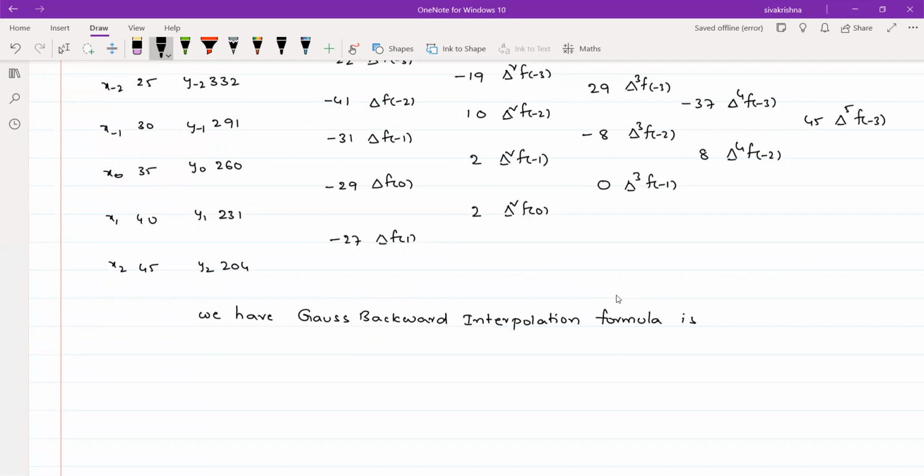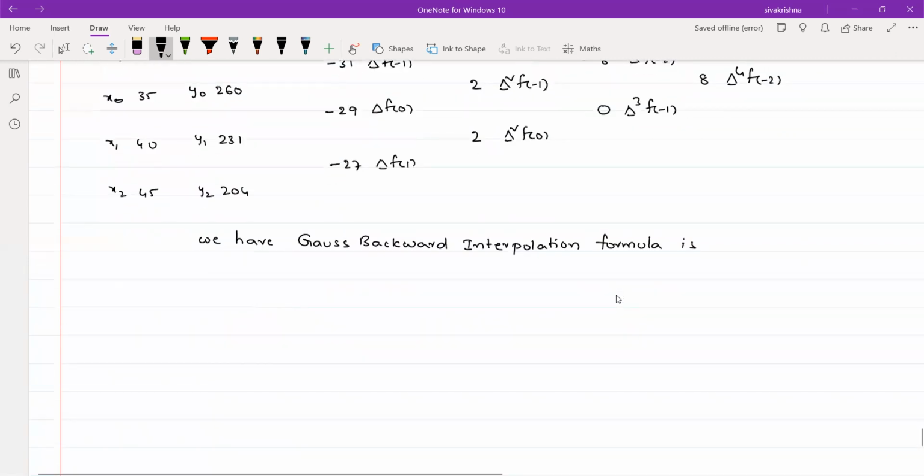Okay, I am writing the formula. Since we are having up to fifth difference in the difference table, we have to write the formula up to fifth difference.